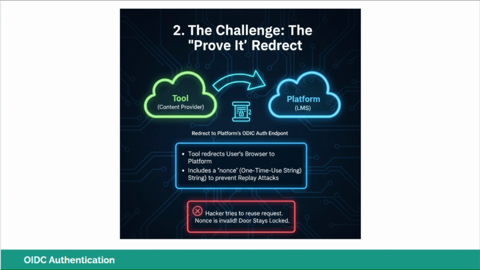This request includes a nonce, a random one-time-use string. This is crucial because it prevents replay attacks. If a hacker tries to copy this request and use it again 5 minutes later, the nonce will have expired and the door stays locked.